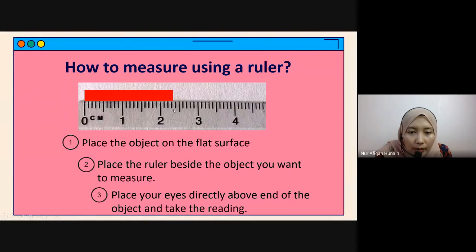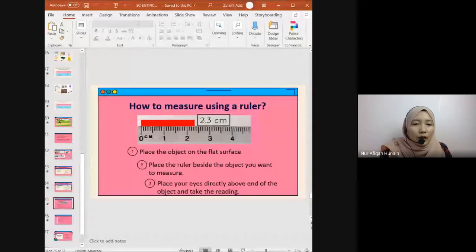So the answer is 2.3 cm. Each one is 0.1, from here to here. Got it, Hayden? Understand how to measure? Okay, I proceed. Next slide.